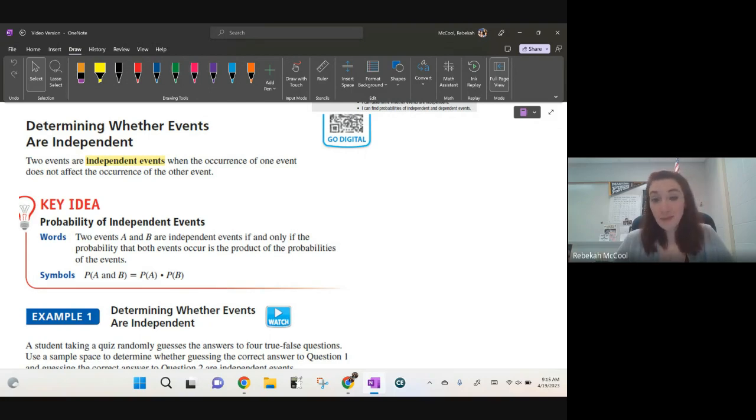So for example, flipping a coin twice. When you flip it once, the action's done. When you flip it again, it's a completely separate action. So it doesn't depend on each other. So those are independent events.